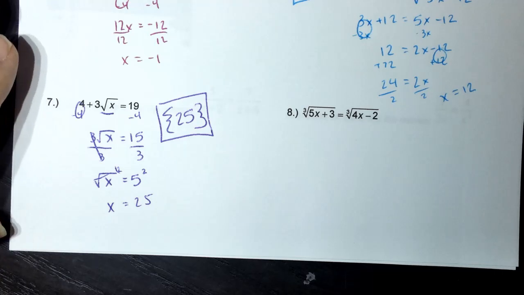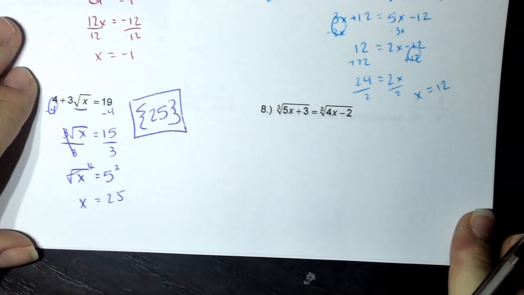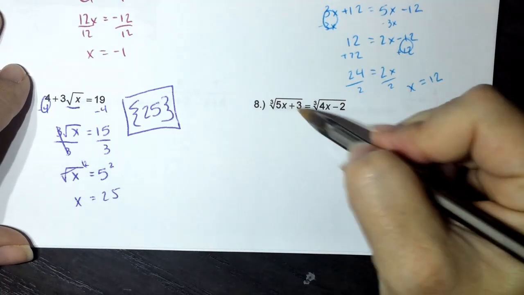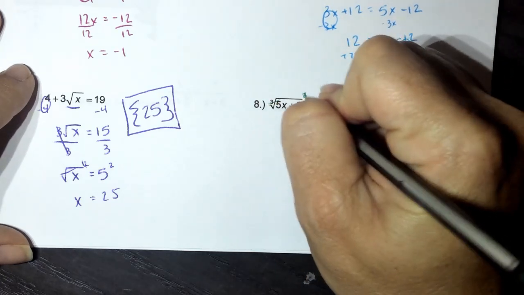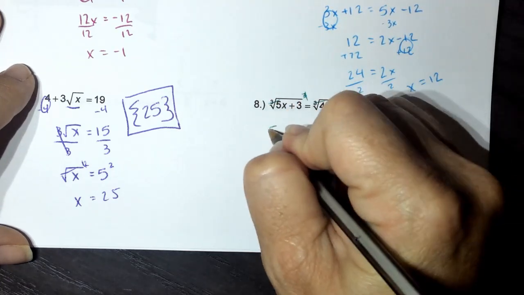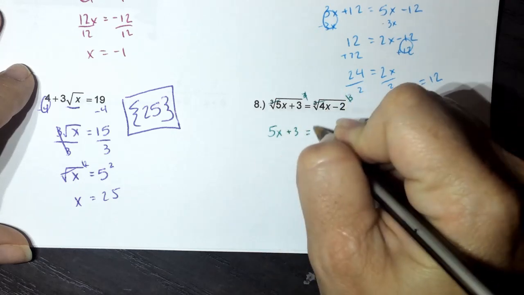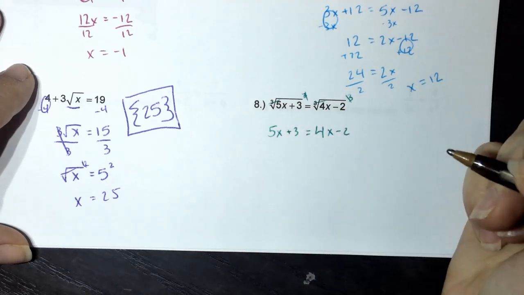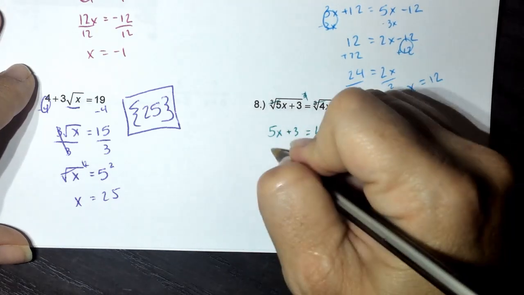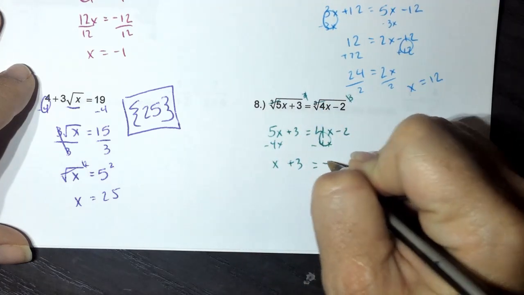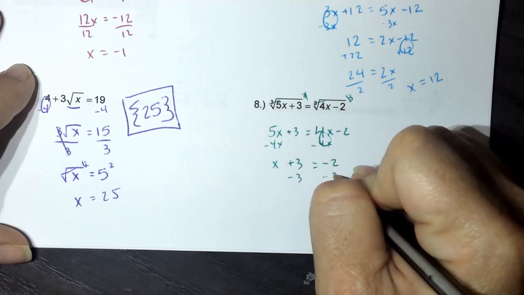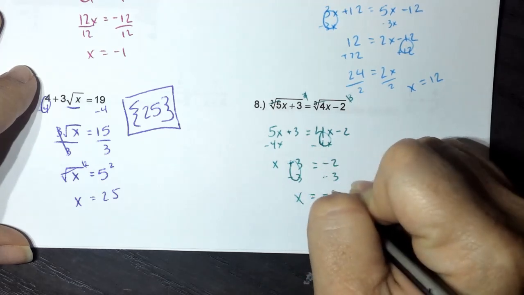Okay, number 8 is a lot like number 6, but this time the cube roots are both alone. So we're just going to cube both sides, and that just cancels both of the cube roots. So I'm left with 5x plus 3 equals 4x minus 2. I'm going to move my smallest variable, minus 4x, minus 4x. And I get x plus 3 equals negative 2, minus 3, minus 3, and I get x equals negative 5.